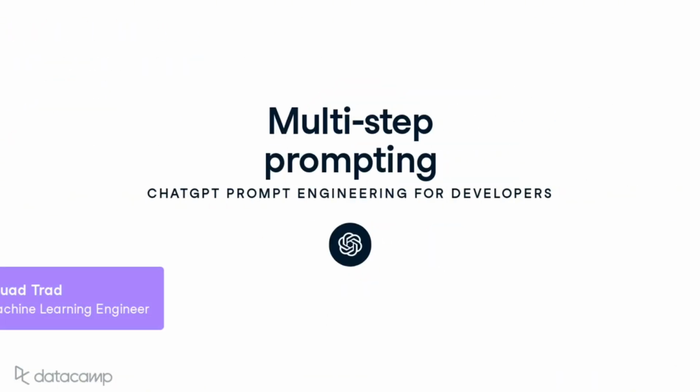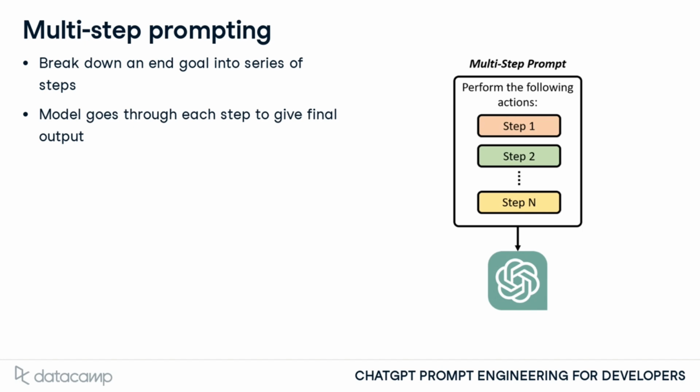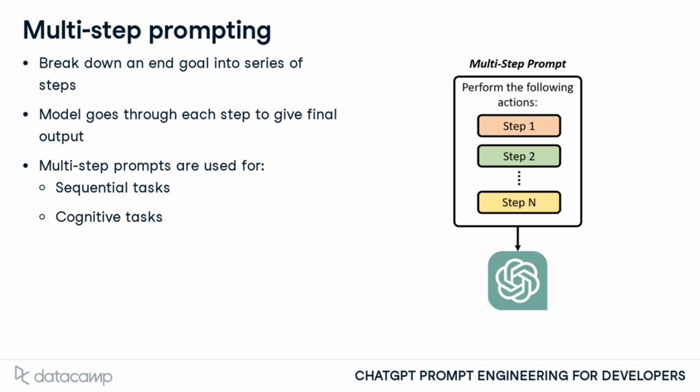Let's explore multi-step prompting, which guides the model's behavior to generate effective outputs. Multi-step prompting breaks down a goal into smaller steps, guiding the model through each step to improve accuracy. This technique benefits sequential tasks like generating coherent text from an outline, which need ordered steps. Cognitive tasks such as evaluating a solution's correctness also utilize multi-step prompts as they involve problem-solving and decision-making processes.